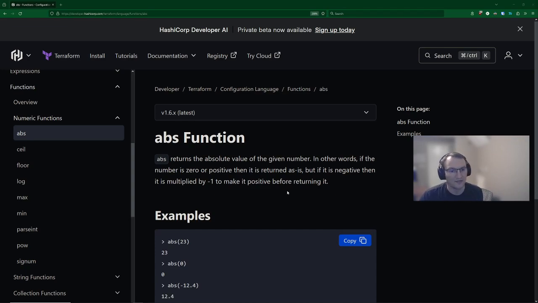Today we're going to look at the numeric functions. Terraform gives you 10 out of the box for you to use. The first one is the ABS function. This is the absolute value.